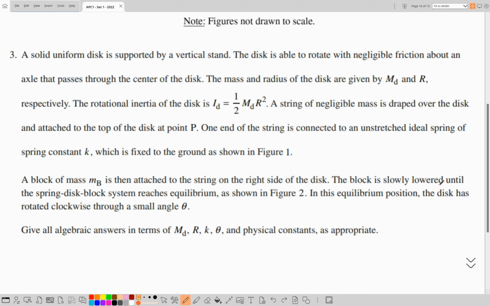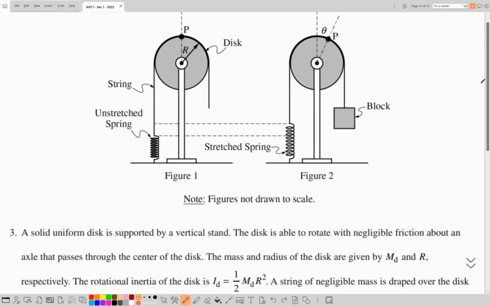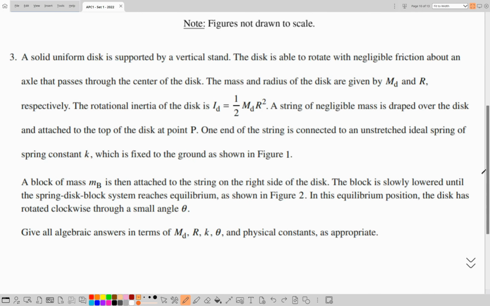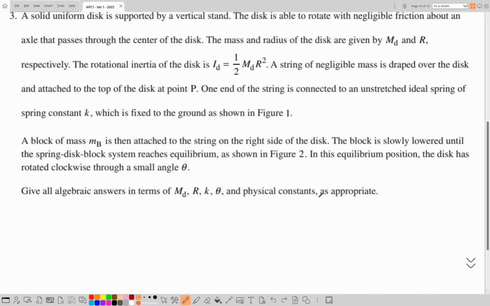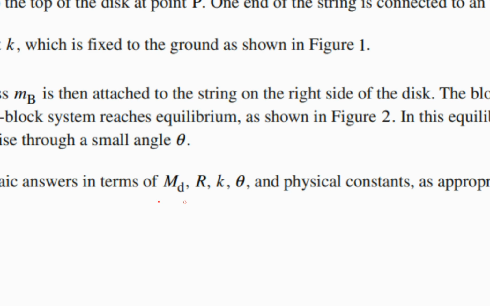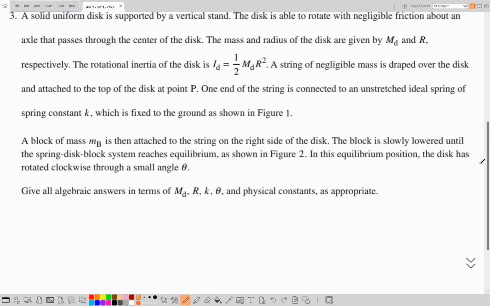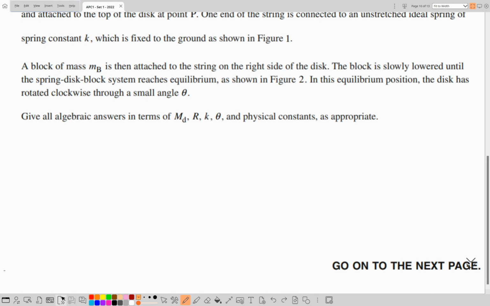In this equilibrium position, the disk has rotated clockwise through a small angle theta, and theta is the angle with the vertical. Give all algebraic answers in terms of md, r, k, theta, and physical constants as appropriate. So now whenever we determine an expression, we need to make sure that it's being expressed in terms of these. Then going on to the next page.